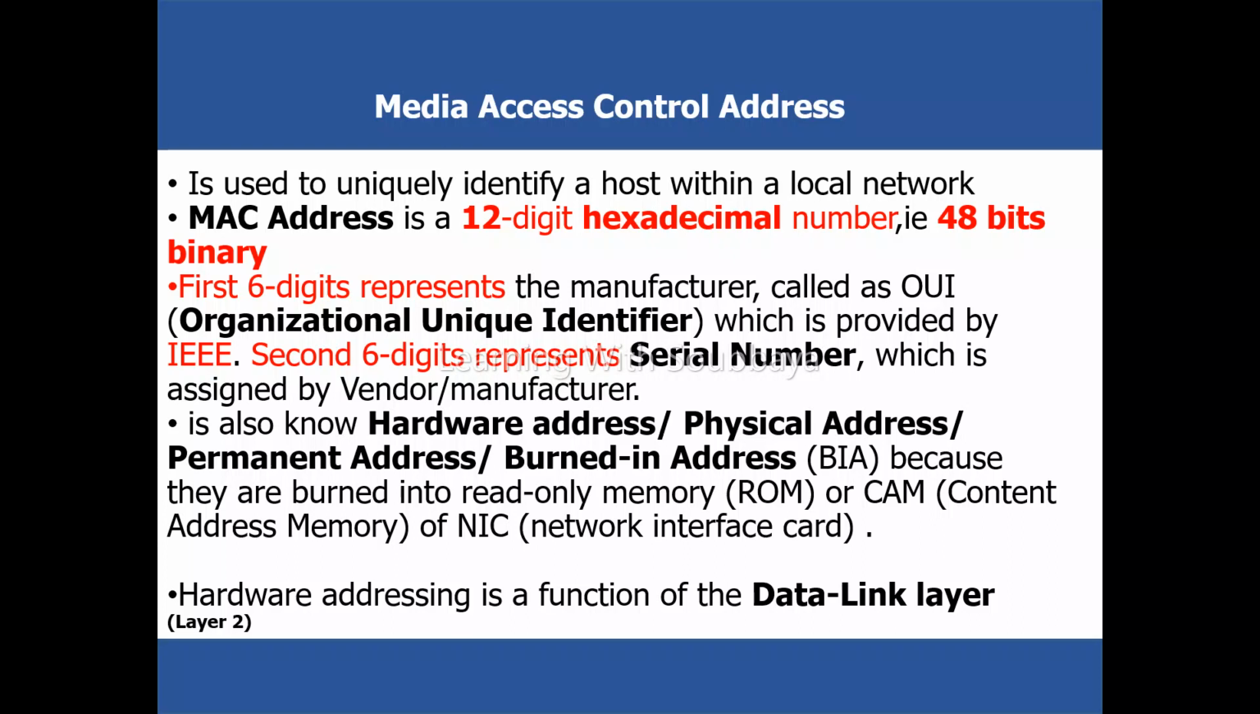But the second 6 digits are the serial number, and the serial number can change. The first device may be 01, the second 02, the third 03. The serial number varies. For example, for one company the OUI number is the same, but the serial number varies for different devices. If they manufacture multiple devices, the serial number varies. So the complete number, the OUI number along with the serial number, is called the MAC address.